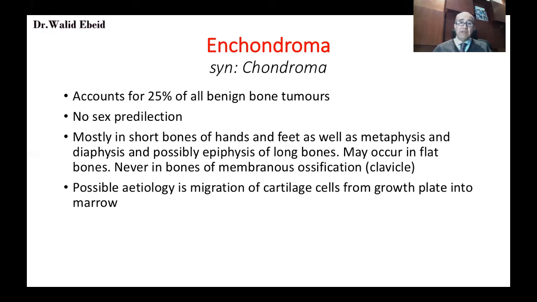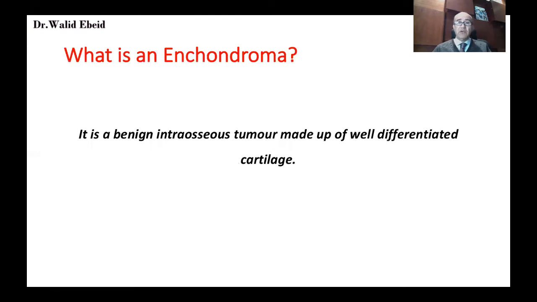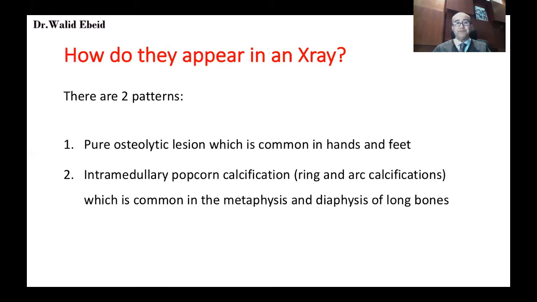A possible etiology of the enchondroma is migration of cartilage cells from the growth plate into the marrow. However, this is not a confirmed etiology. So what is an enchondroma? It's a benign intraosseous tumor made up of well-differentiated cartilage.